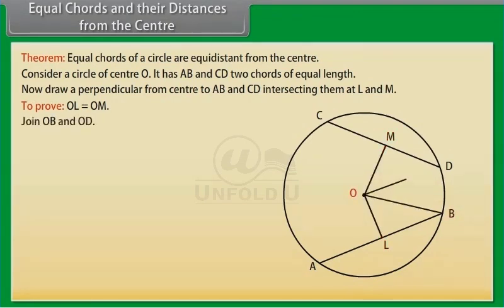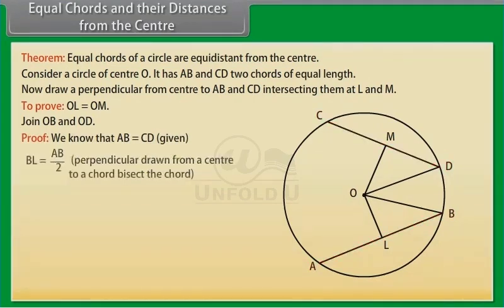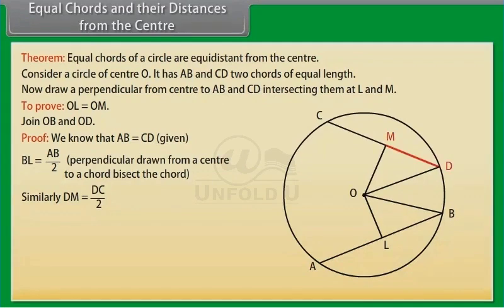Join OB and OD. We know that AB is equal to CD, given. BL is equal to AB upon 2, as a perpendicular drawn from the center to a chord bisects the chord. Similarly, DM is equal to CD upon 2. Therefore, BL is equal to DM.